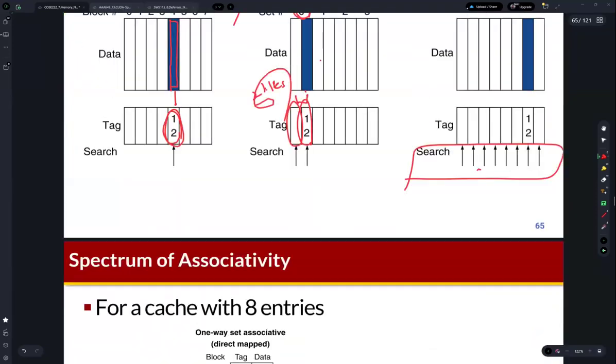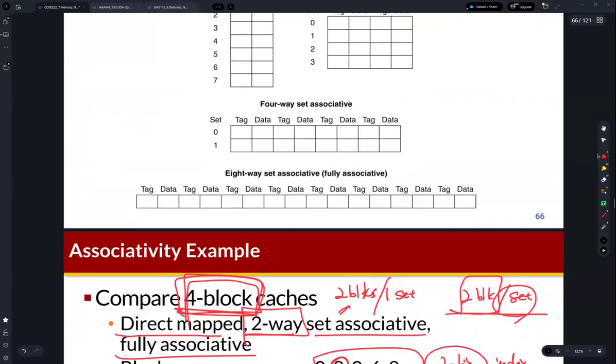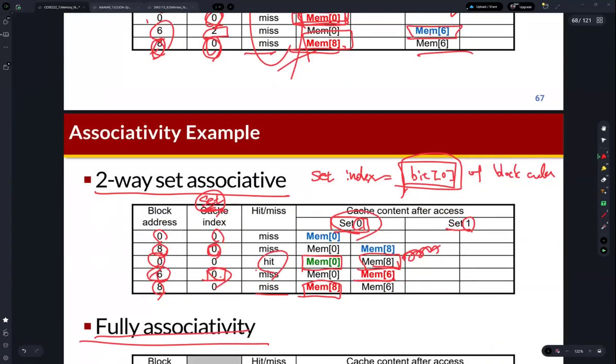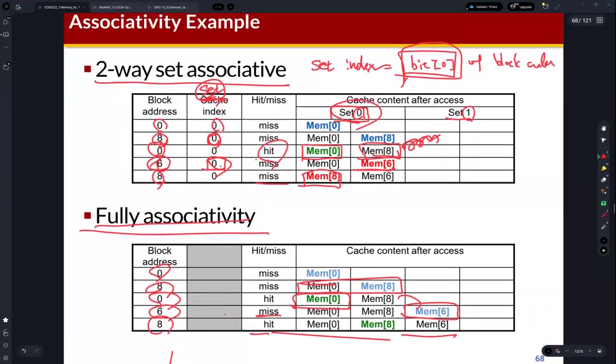This is a very important part of the cache. Okay, so I will stop here. Any questions? Okay. See you in the next class.